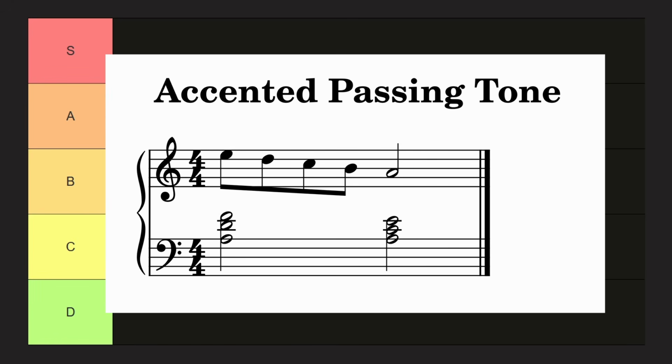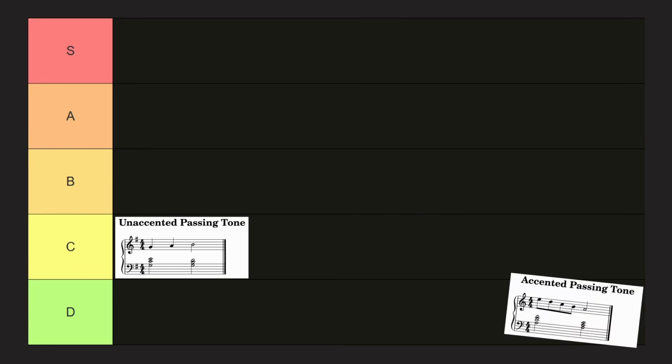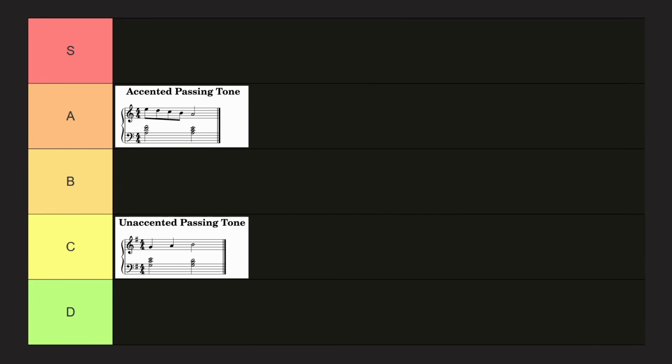You can hear how swapping around the positions of the dissonance and consonants has created a little bit more tension. I feel like this really adds a lot of extra depth to the music that you just can't get with the plain old unaccented version. It's also quite elegant that it only takes such a simple change to produce. For both of those reasons, I'm going to be placing the accented passing tone in the A tier.